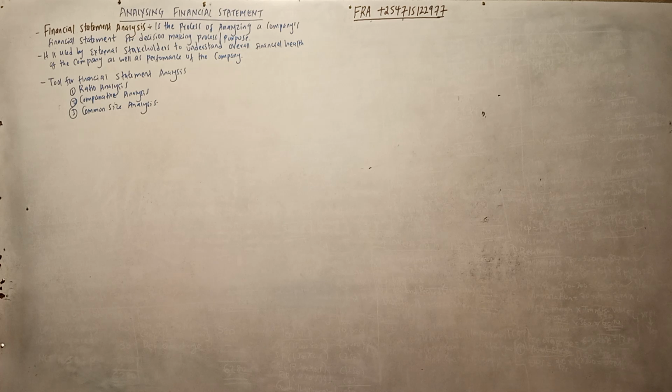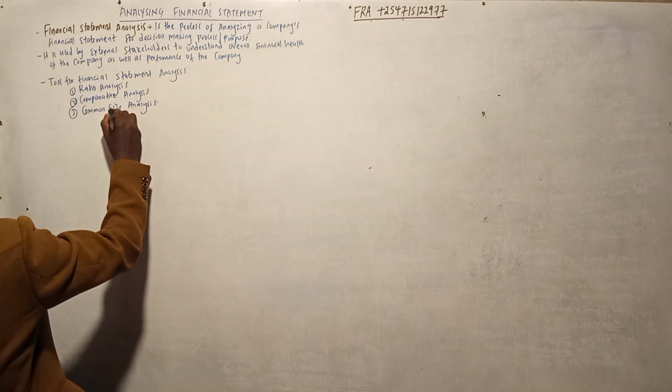So we have three tools for financial analysis. We have the ratio analysis, we have the comparative analysis, and then we have the common size statement or the common size analysis. Now, I think we can start with the first one. We can start with the common size analysis, and we have two types of them.